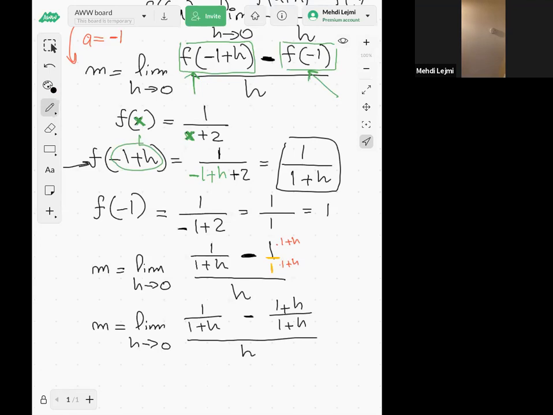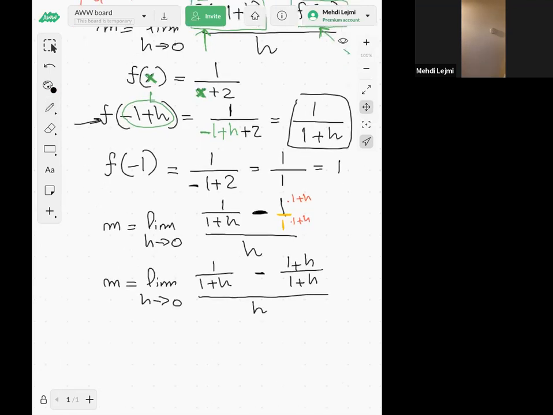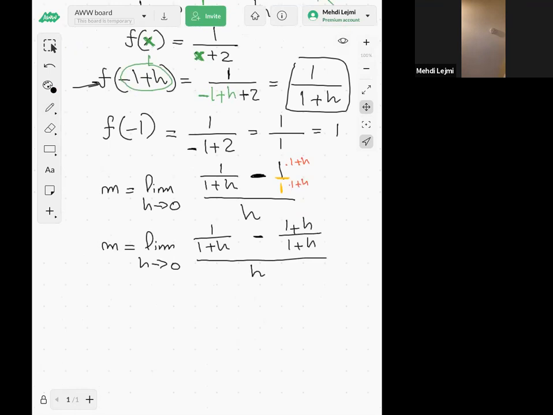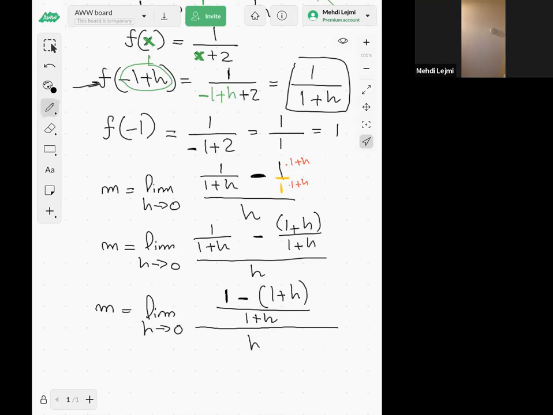Okay, now I can subtract because I have a common denominator. So this is my m, limit h going to zero. In the top, I have 1 minus, and here this 1 plus h comes with parentheses. So we need parentheses, 1 plus h, over the common denominator, which is 1 plus h. And then the whole thing, of course, divided by h. Don't forget to divide by h, right?